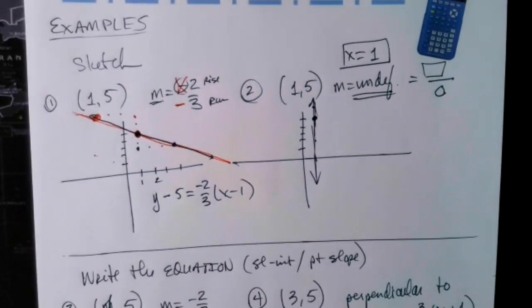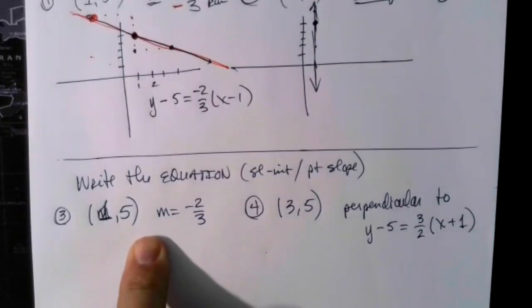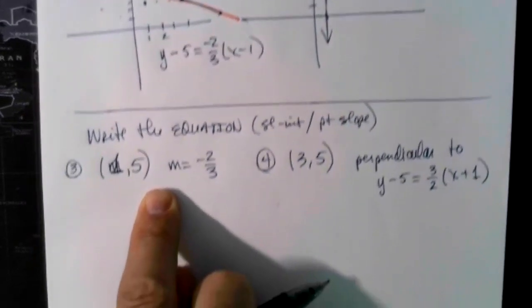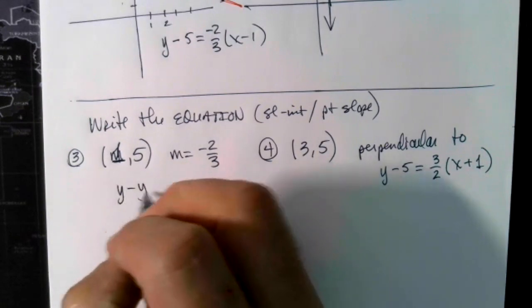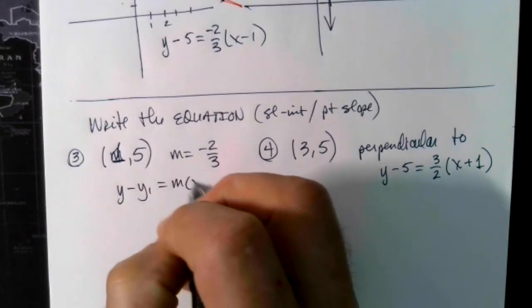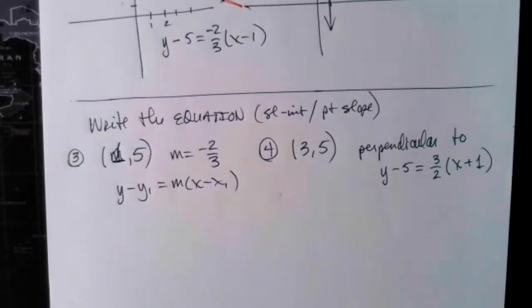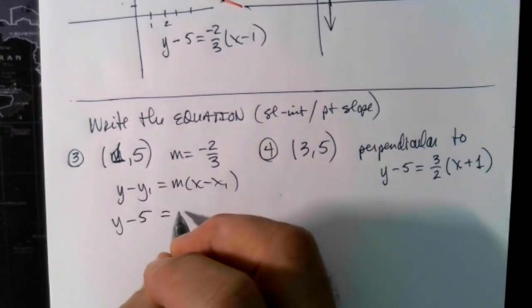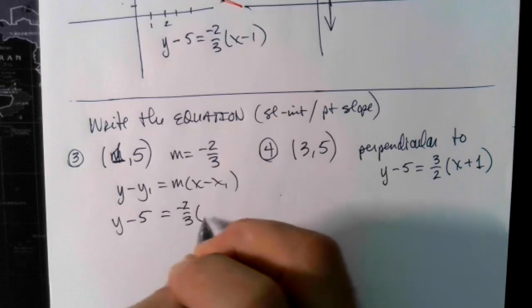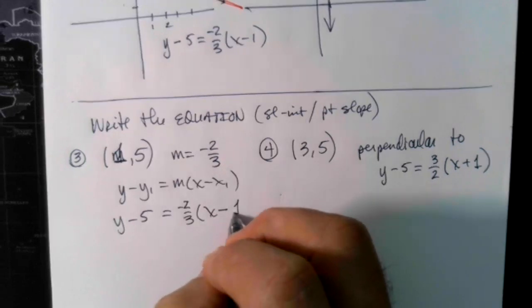Holy cows, I just did number 3. Who knew? So remember point slope, well, I did half of it. Point slope form is y minus a y value equals slope times x minus an x value. So y minus 5 equals the slope times x minus the x value.